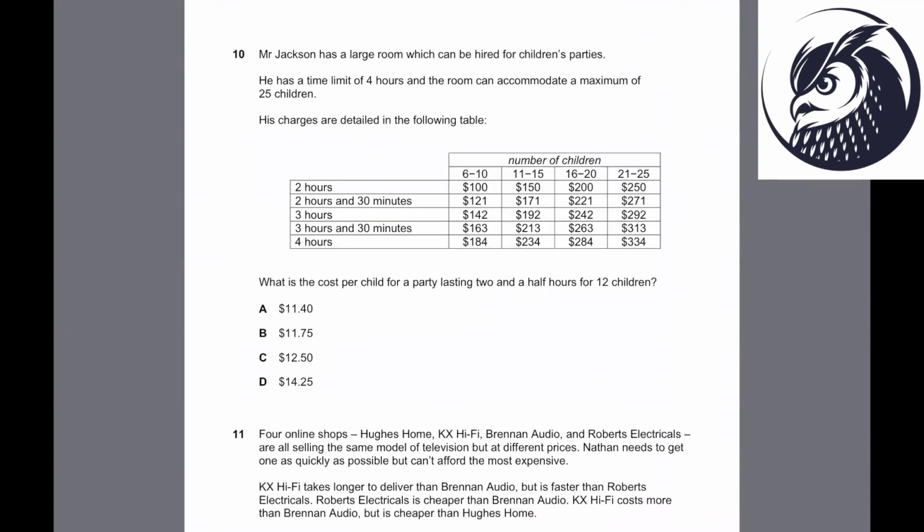Let's have a read of it. Question 10 says, Mr. Jackson has a large room which can be hired for children's parties. He has a time limit of 4 hours, and the room can accommodate a maximum of 25 children. His charges are detailed in the following table. Okay, and then our question says, what is the cost per child for a party lasting 2.5 hours for 12 children? Okay, so let's just remember the key bits of information from the question. We know the party lasted 2.5 hours, and we know that there were 12 children.